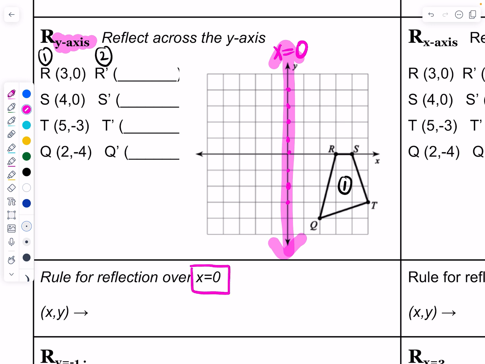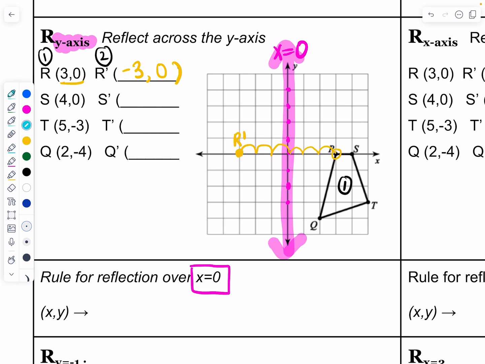All right, so if R is currently at the point (3, 0), where does it go? Well, right now that is 3 on the right of the line. So now we want to be 3 on the left of the line. That same distance, just on the other side of the line, that is going to be our R prime. Think Optimus Prime like in the movie Transformers. We transform that point and we reflect it across the y-axis so it turns into (-3, 0).